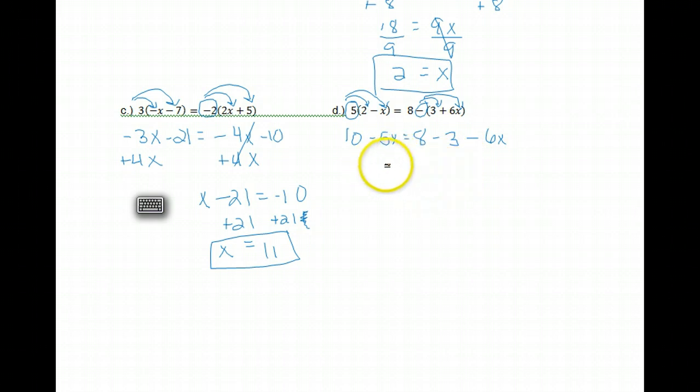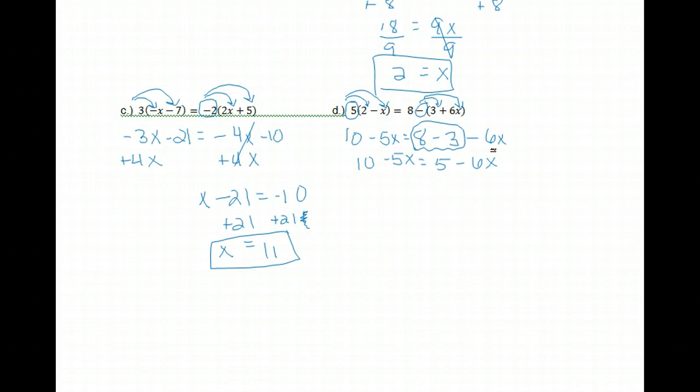Check to see if you can combine like terms. On the left-hand side, we cannot combine like terms, so we will simply bring every term down. But on the right-hand side, we can combine 8 minus 3. 8 minus 3 makes 5, so we'll simplify that. And now our equation looks much better.